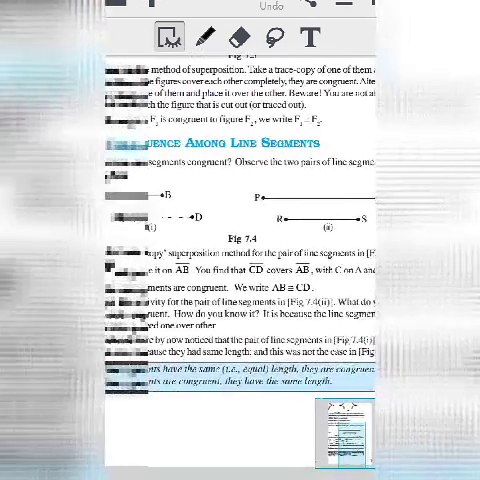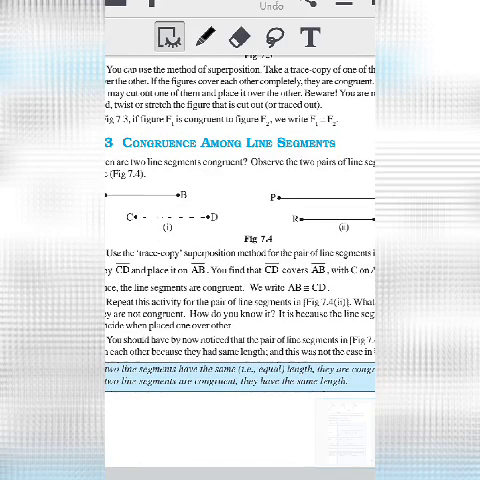So this is the concept of congruent lines. Whenever we write about shapes of the same shape and size, we call them congruent shapes. We will read more about this on the next page.